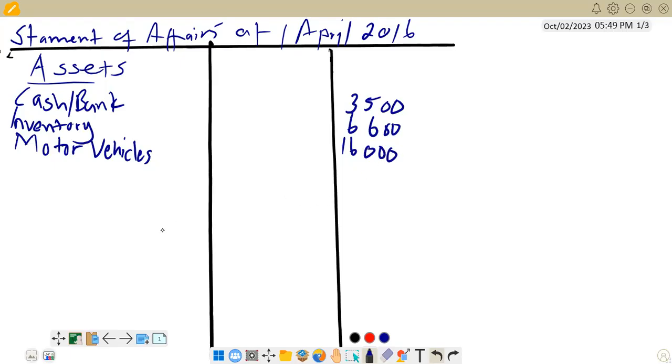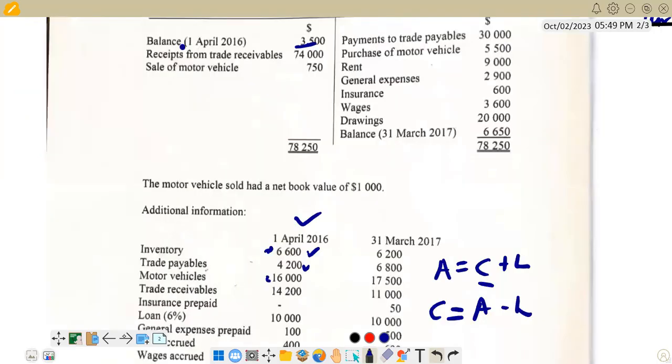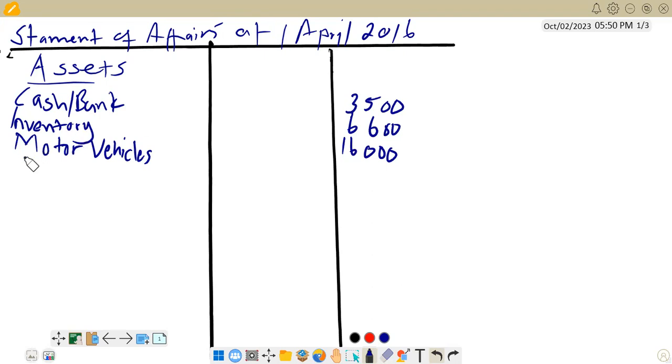Then after that, we check another balance that we have there. After motor vehicles, we are seeing we've got trade receivables. That's an asset again. So we are going to take trade receivables, which is 14,200. Trade receivables 14,200.